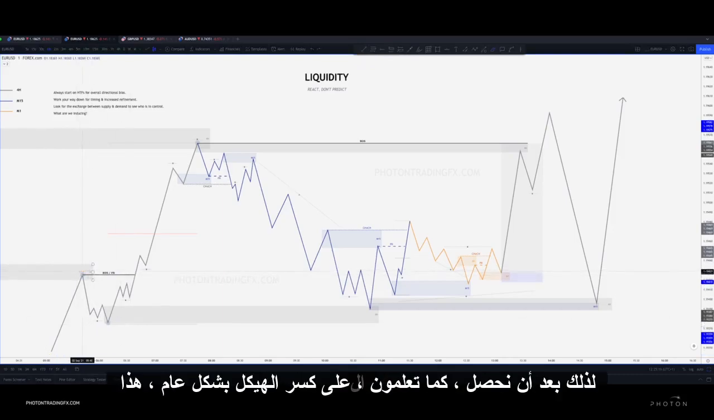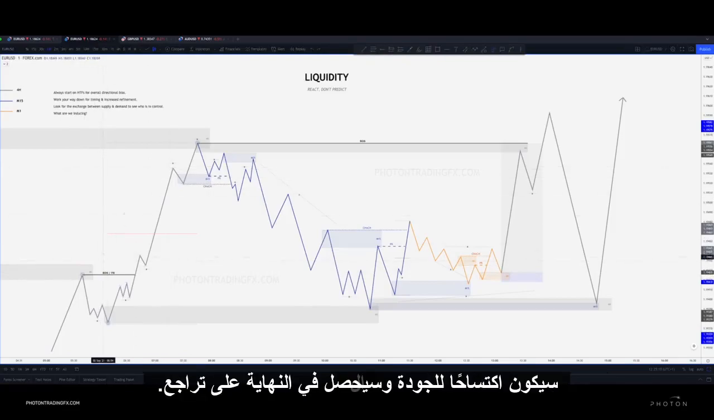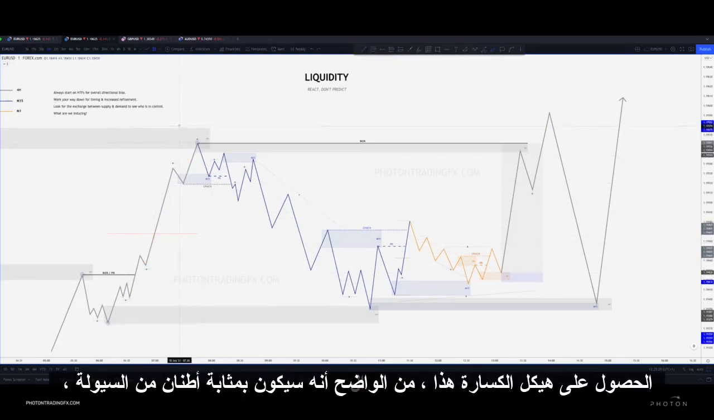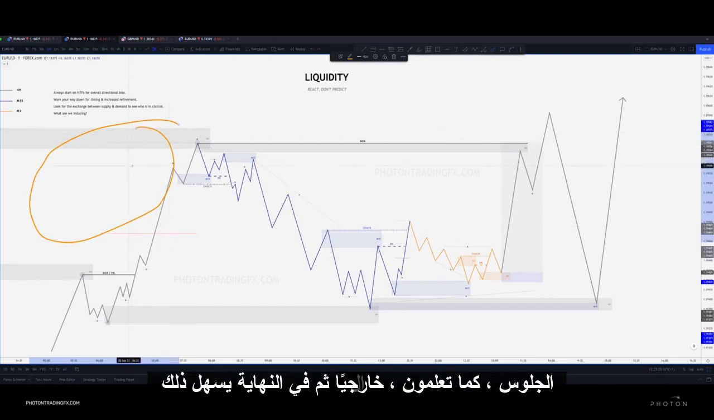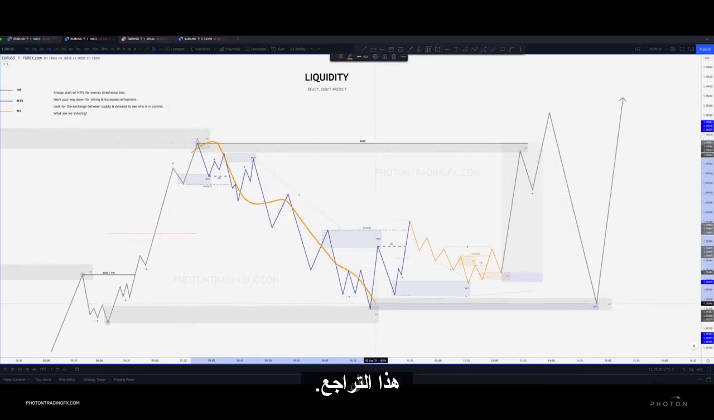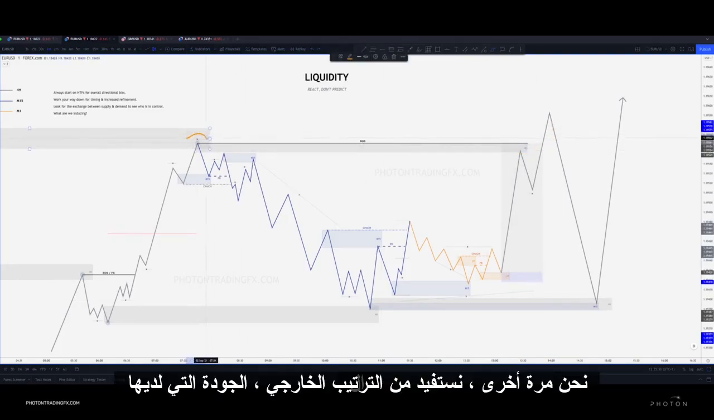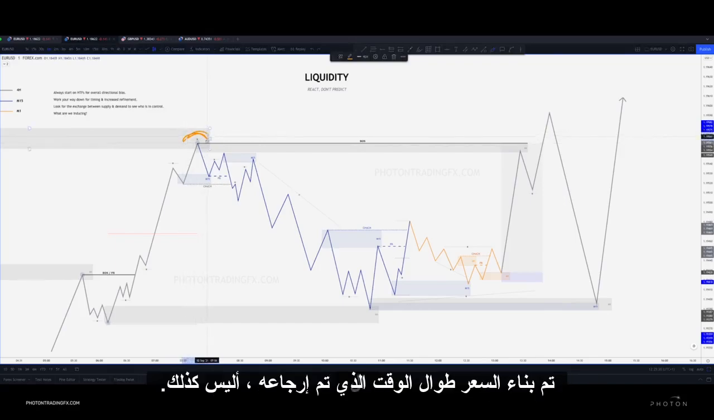So after we get that break of structure, generally there will be a sweep of liquidity and eventually we'll get a pullback. In this diagram, it's obviously a very exaggerated movement after we get that break of structure. There's going to be tons of liquidity sitting externally, and eventually that facilitates that pullback. So later on, when we get that break of structure over here, we're again tapping into the external range liquidity that has been building up the entire time price has been pulling back.